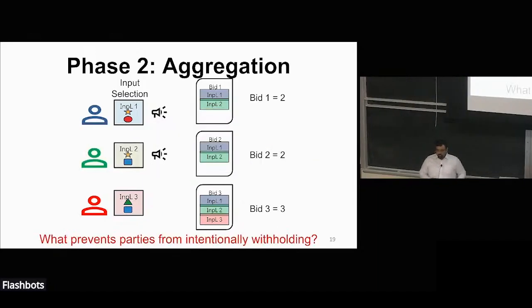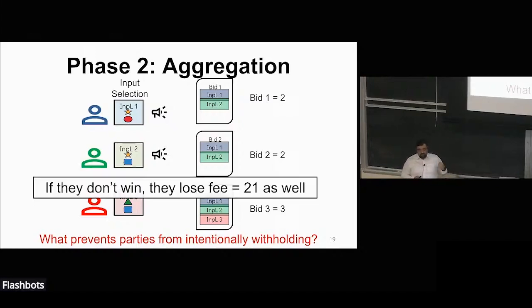So what exactly is preventing this red party from not broadcasting its input in the first place? Well, there is nothing in the current form of this aggregation. It can just choose not to broadcast, which is bad. To prevent this, what we add is, the first thing we observe is that if they don't win, they will lose the fee as well, if for whatever reason they don't win.